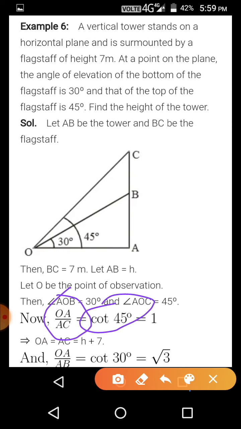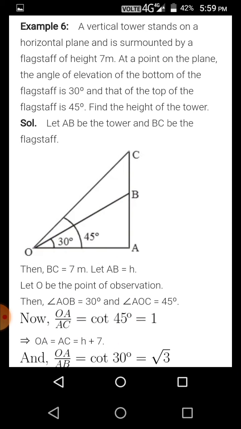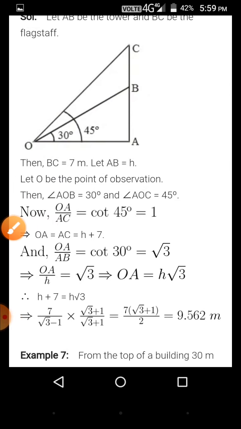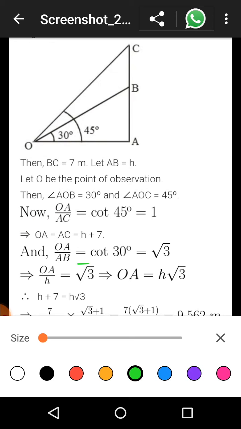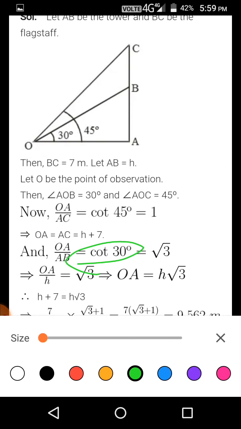So he has written OA is equal to AC, and what is AC? AC is AB plus BC, so it is 7 plus H. And similarly in the smaller triangle OBA, we can write tan 30. He has written cot 30, but if you write tan 30, it is AB upon OA. So let's see the next one. Here he has written cot 30, you should write tan 30. Tan 30 is 1 upon root 3 and cot 30 is root 3.